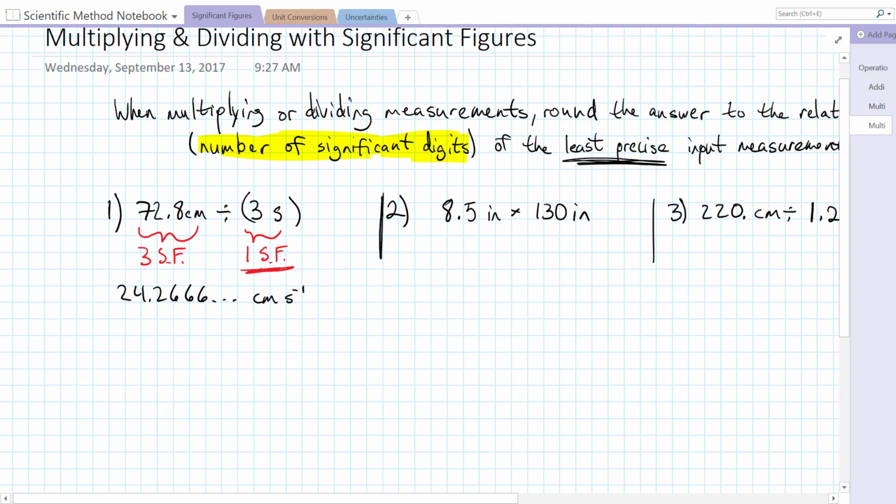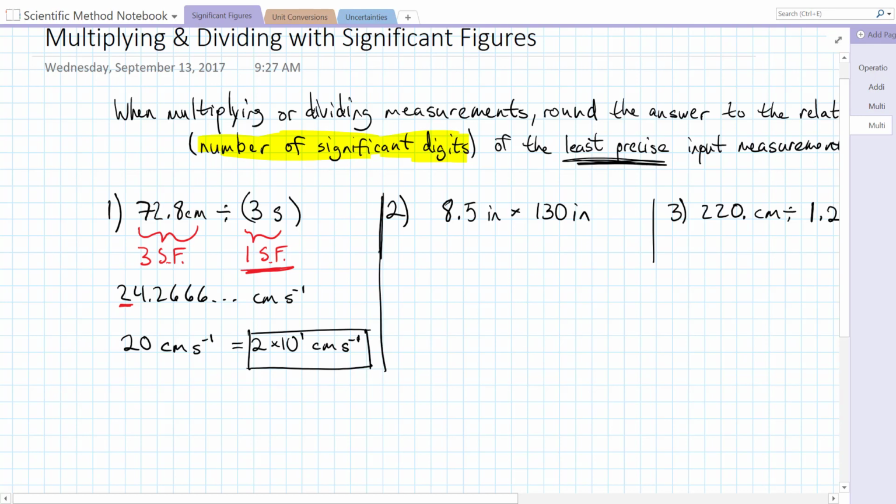And then we're going to round to 1 significant digit. So our first significant digit is going to be this digit. So we're just going to round to that tens place, and we get 20 centimeters per second. Or in scientific notation, that is 2 times 10 to the 1 centimeters per second.